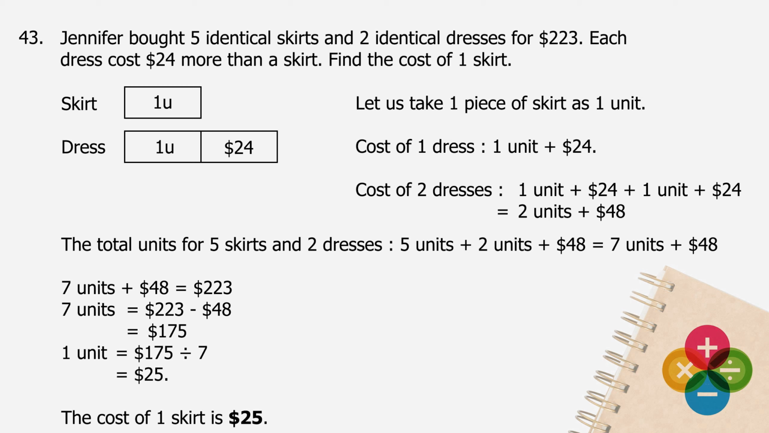7 units plus $48 is equal to $223. 7 units will be, subtract $48 from $223, and the difference is $175. 1 unit will be, divide $175 by 7, and the quotient is $25. The cost of one skirt is $25.